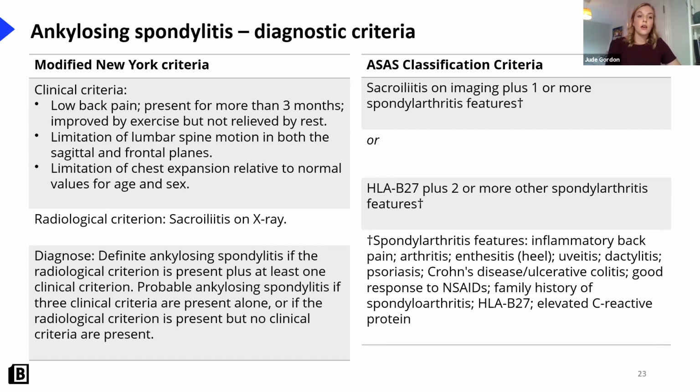The key things though are this low back pain that we've talked about, so a chronic low back pain. It's inflammatory in nature, so it's improved by movement and worsened by rest. We've got the restriction of movement, and there may well be sacroiliitis on the X-ray, so that comes up in both of these criteria. And then on the one on the right hand side, HLA-B27 is one of the things that would score you a point, if you like, in terms of making the diagnosis, but it's not included at all in this modified New York criteria on the left.